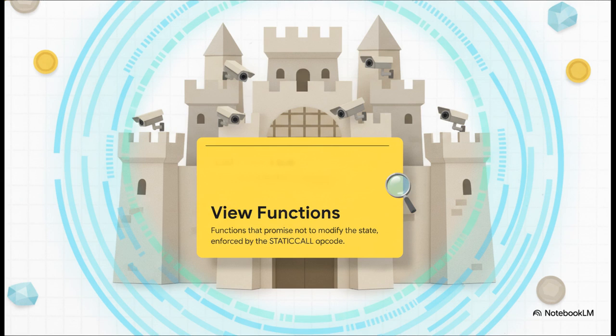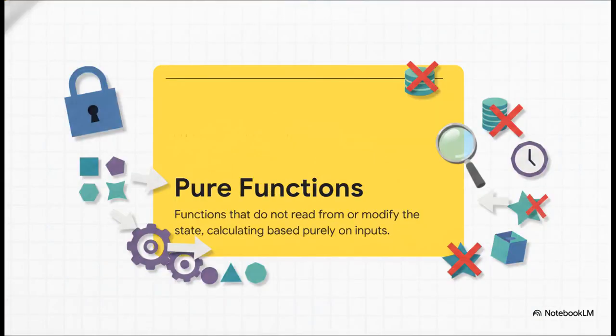And this is not just a polite suggestion. For any EVM from Byzantium onward, this is strictly enforced at the protocol level using the static call opcode. If a view function tries to break the rules and modify the state, the EVM just throws an exception and shuts it down. Pure functions take this isolation a step further.